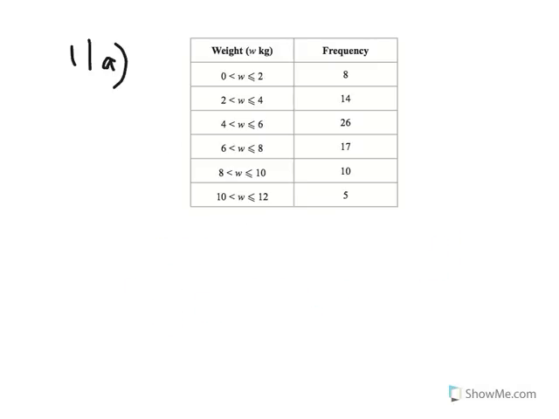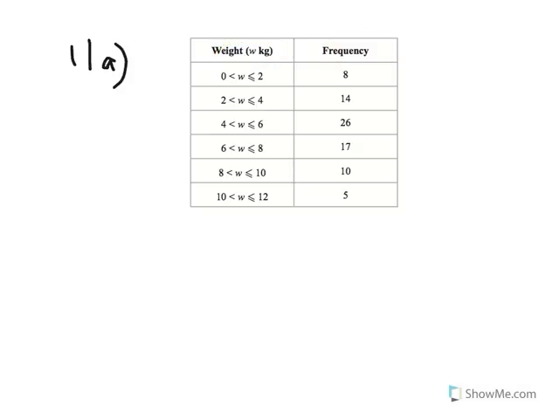Alright, so question 11a, which is where we left off, is asking you to find, they've given you a table of weight of 80 parcels, and they're asking you to find out an estimate for the total weight of the 80 parcels. Now, if you were normally going to find an estimate for the total weight, you would just take the weight, multiply it by the frequency, and there you have your total weight.